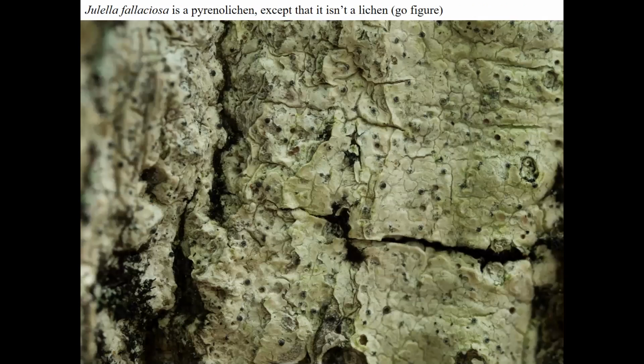This is one that looks like a perithecial lichen. In other words, a crustose lichen that's got perithecia instead of apothecia. Sometimes they're called pyrenolichens. But this one isn't lichenized. You collect it, bring it home, look at it, and there's not algae anywhere. Why am I even showing it to you? Well, it's sort of traditional that some non-lichenized fungi that are members of groups that include lichenized ones, the lichenologists have adopted them. So you might see this Julella phalaciosa in a list of the lichens, even though technically it's not. That's kind of an unusual category of lichen, a lichen that isn't lichen.